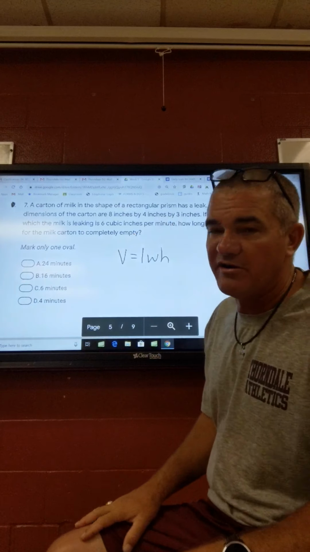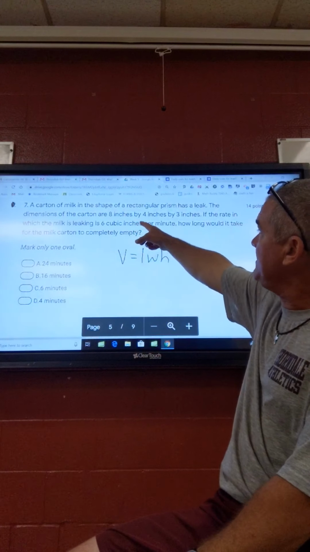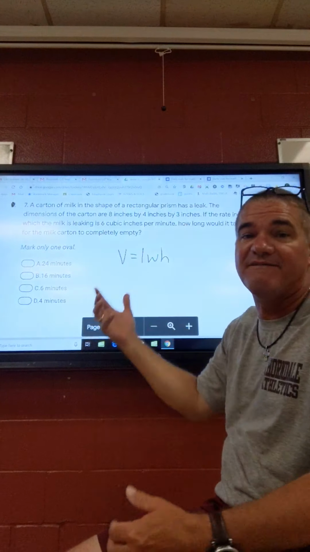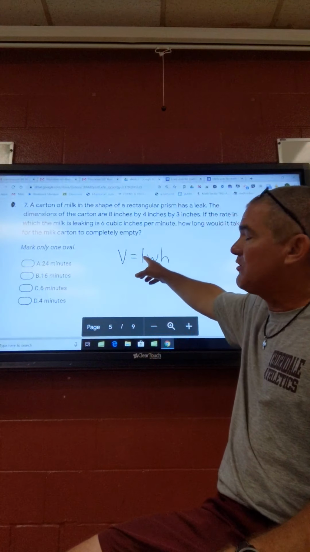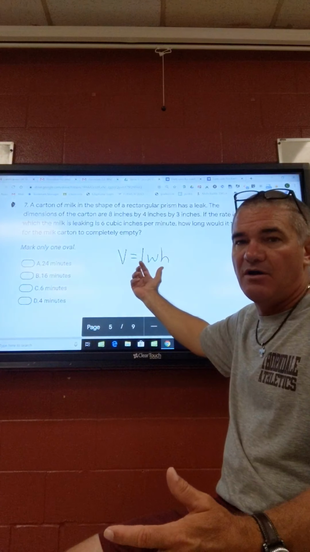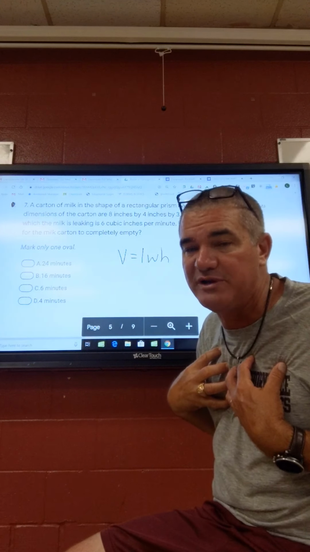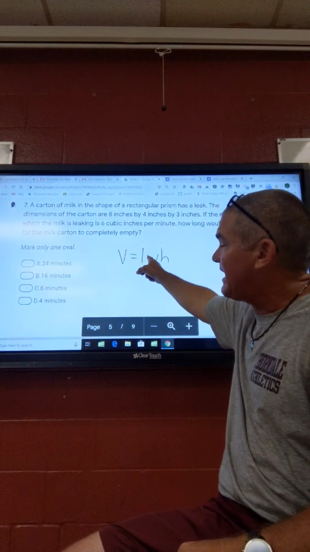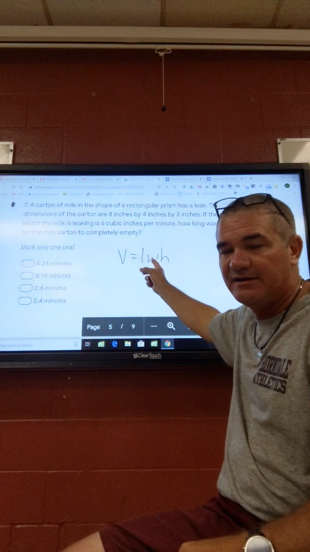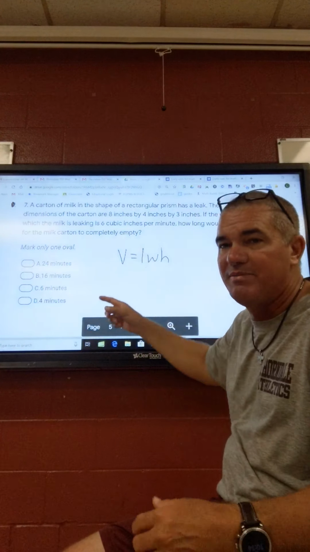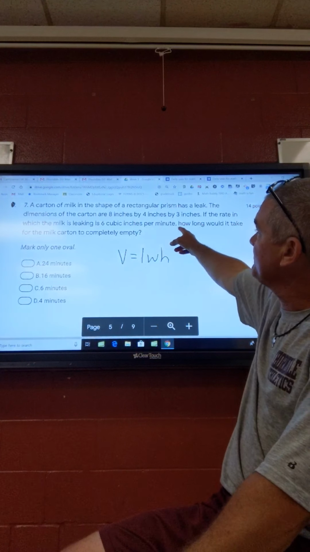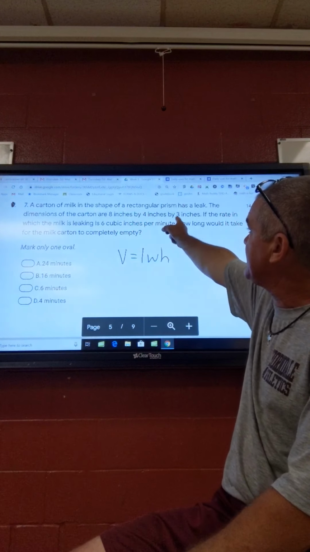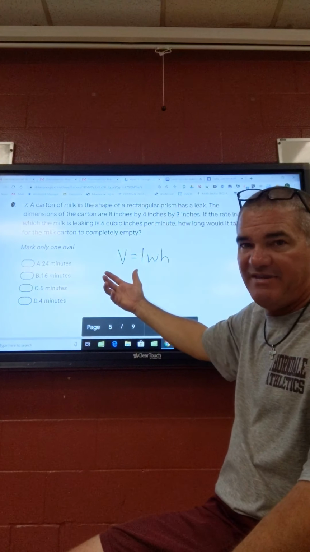All right, you have a carton of milk. It's 8 by 4 by 3. So to find the volume, volume equals length times width times height. Technically, in the past we talked about volume equals area of the base times the height. Well, to find the area of the base, that would be length times width. So to find the volume, take 8 times 4 times 3, and find that answer.